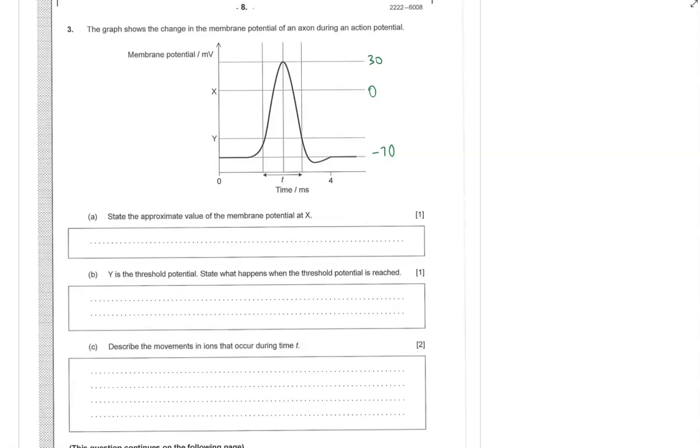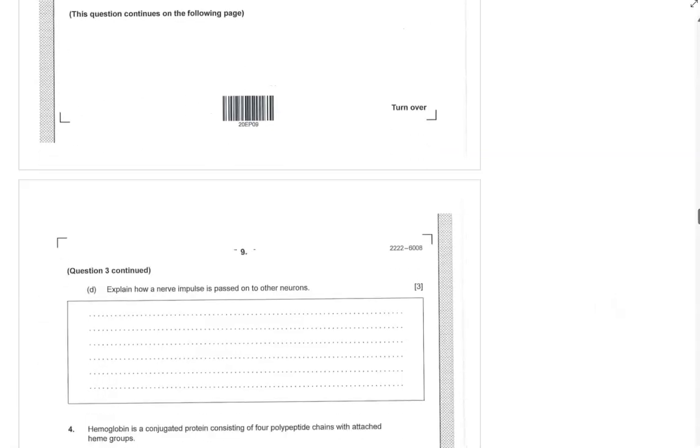Part C, describe the movement of ions that occurs during time t. So that's from here to here. So that's the action potential, so the depolarization and then the repolarization. So sodium ions are going to diffuse into the neuron in the first part, and then potassium ions are going to diffuse out of the neuron in the second part. Okay, those are your key points there.